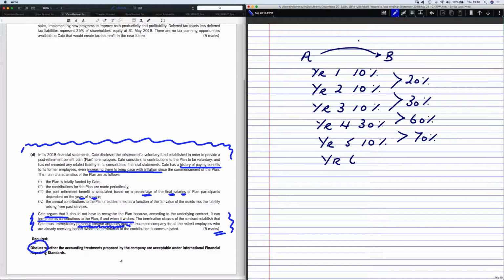In year six, let's say we go down by 30%. Okay, 30%. We go down by 30%. So let's take this down to 40%. Okay, what do you think now?